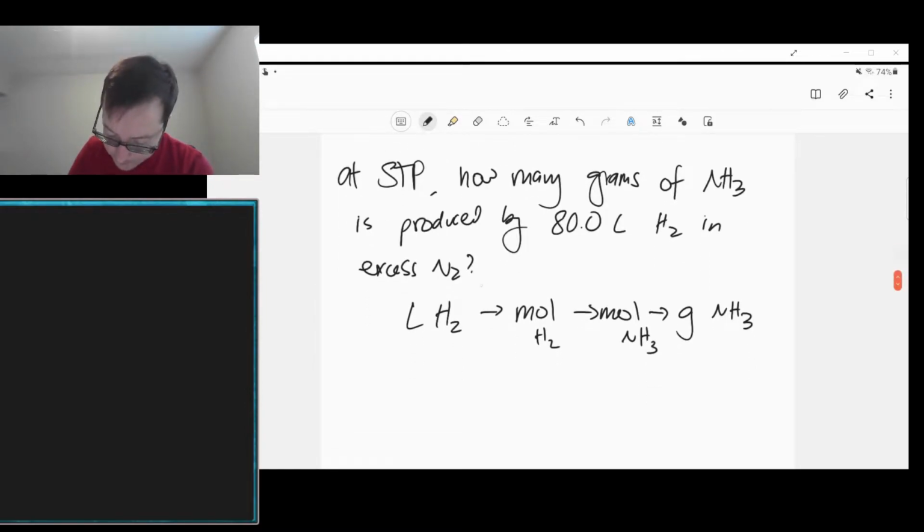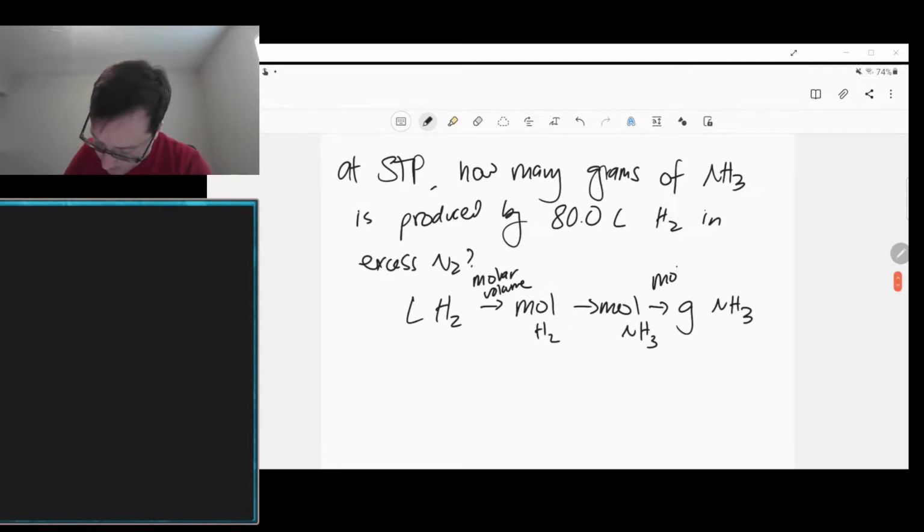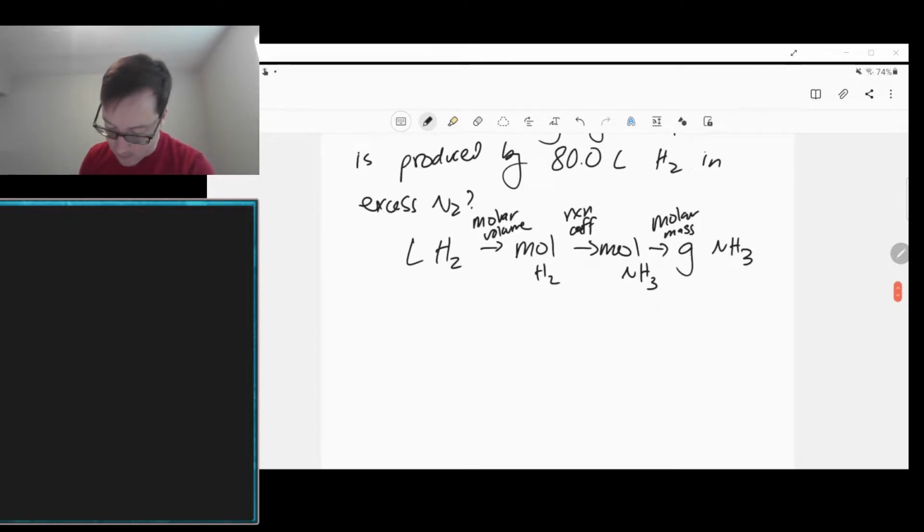We know this is the molar volume, this is the molar mass, and this is the reaction coefficients, right? I told you, all this math is just unit conversion. That's all it ever was. There's your astronaut meme, right? Always has been. So let's go ahead and do this.